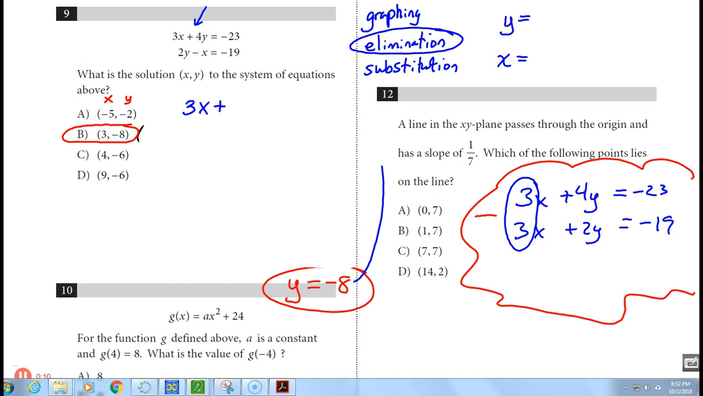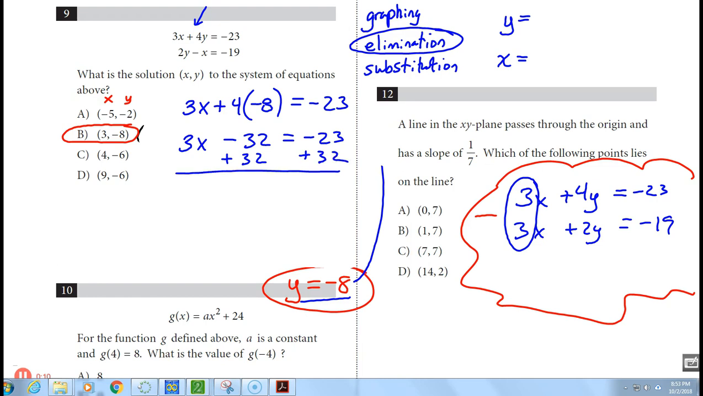So I say 3x plus 4, and instead of writing y, I now know what y is. Y is negative 8, equals negative 23. And now I have one equation with one unknown, so I can solve that. 3x minus 32 is negative 23. I'm going to add 32 to both sides, and I get 3x equals 9. And now I'm going to divide both sides by 3, and I get x equals 3.